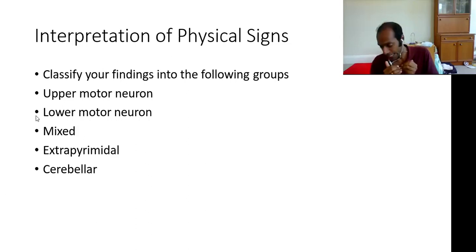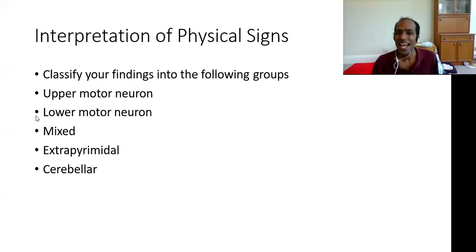Then the fourth point is reflexes are brisk in upper motor neuron lesions. Plantars are extensor. In lower motor neuron syndromes, the reflexes are diminished or absent, and plantars are flexor. So reflexes are exaggerated or brisk, and the plantar is extensor.